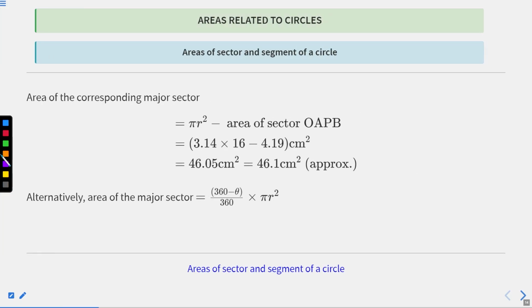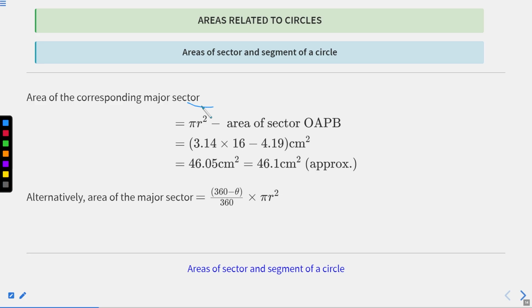And now the area of the corresponding major sector is equal to pi r square minus the area of the sector OAPB. We find the area of the sector OAPB is approximately equal to 4.19 centimeter square. So the area of the corresponding major sector is equal to pi r square minus the area of sector OAPB, and this is equal to 3.14 into 16 minus 4.19 centimeter square.